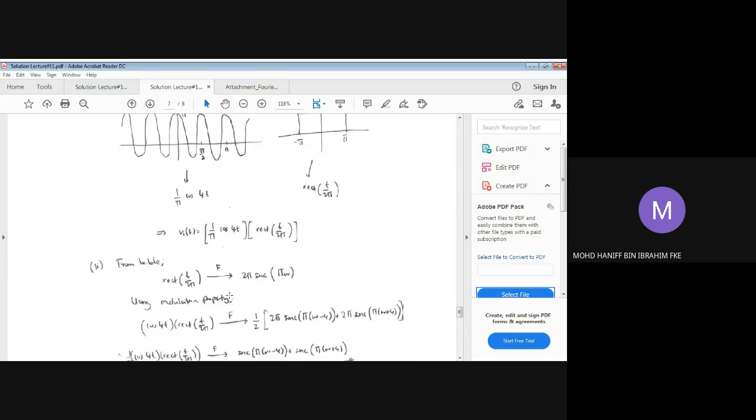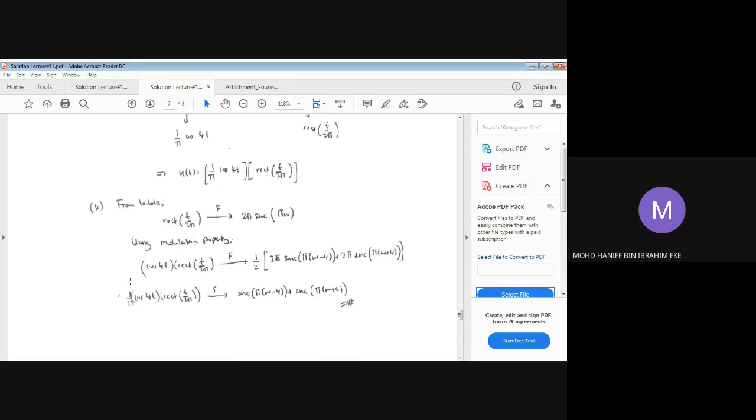Okay, so knowing that you have the cos 4t term here, as I mentioned just now, you have to adopt the modulation property. So for cos 4t times rect(t over 2 pi), you are going to get 1 over 2 times 2 pi sinc of pi (omega minus 4), because initially we have this signal rect(t over 2 pi). So when rect(t over 2 pi) is multiplied with cosine of 4t, you're going to get 2 pi sinc of pi (omega minus 4) plus 2 pi sinc of pi (omega plus 4), which is a result of the modulation property. And knowing that we have a 1 over pi term there, finally the result will be sinc of pi (omega minus 4) plus sinc of pi (omega plus 4). So that should be the result of your Fourier transformation.